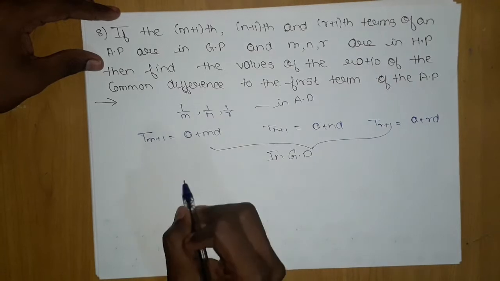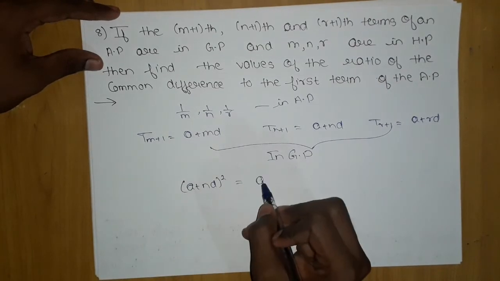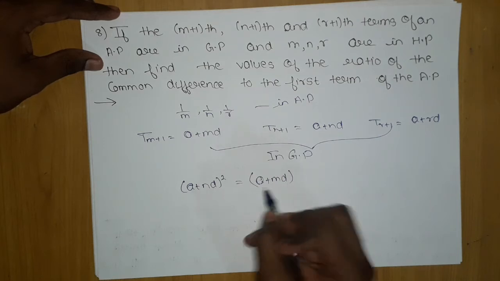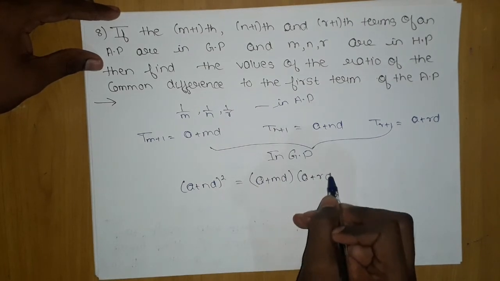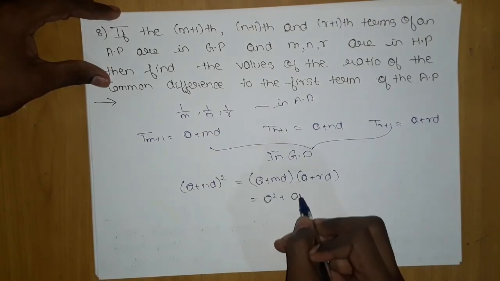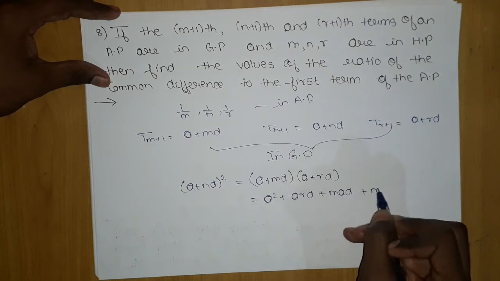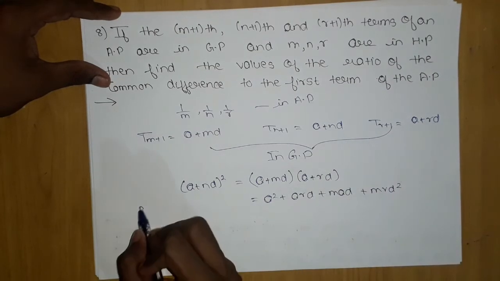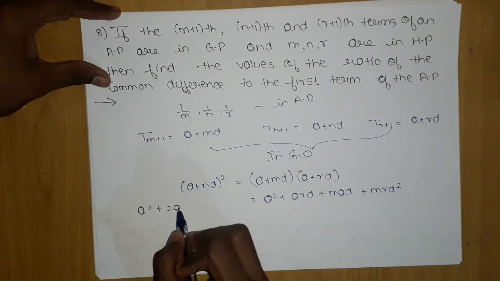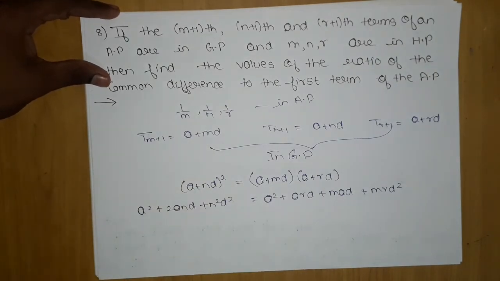Okay, so we can basically write one thing: (a + nd)² should be equal to what? (a + md)(a + rd). Now let's multiply: a² + ard + mad + mrd². Similarly here, a² + 2and + n²d². Okay, after this what do we have?